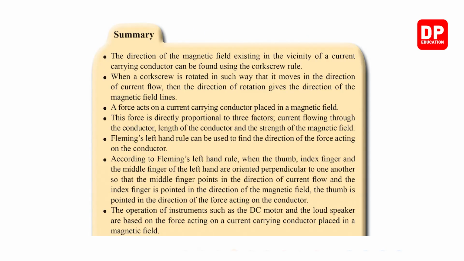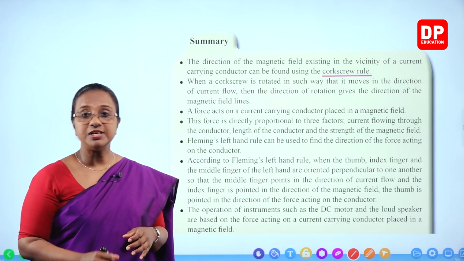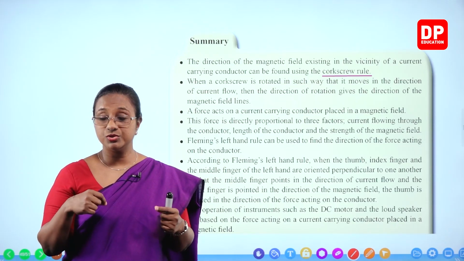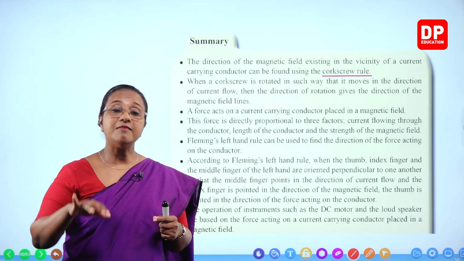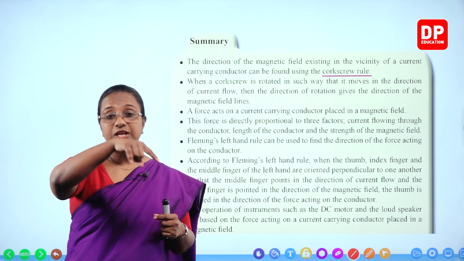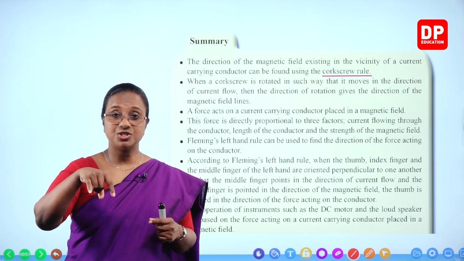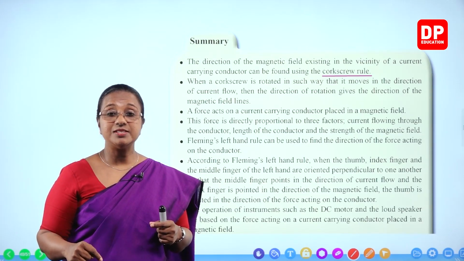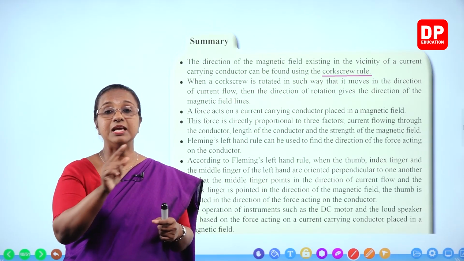So, summary. The direction of the magnetic field existing in the vicinity of a current carrying conductor can be found using the corkscrew rule. You can remember the corkscrew rule, students. Corkscrew is used to remove, open or close the lid. So when you have a corkscrew, if it is rotating in the clockwise direction, usually it is moving downwards. So the current flow is down, magnetic field will be in the clockwise direction.